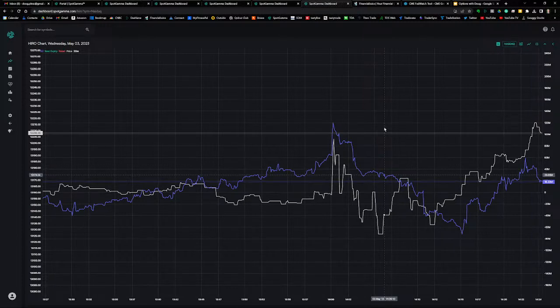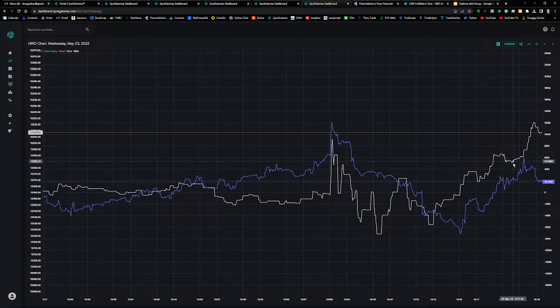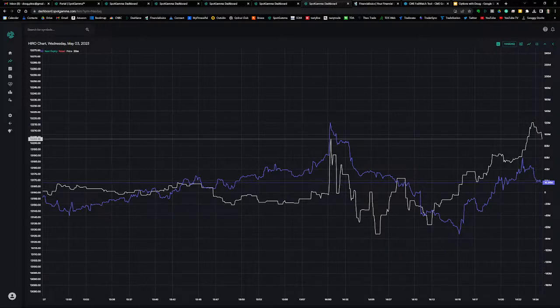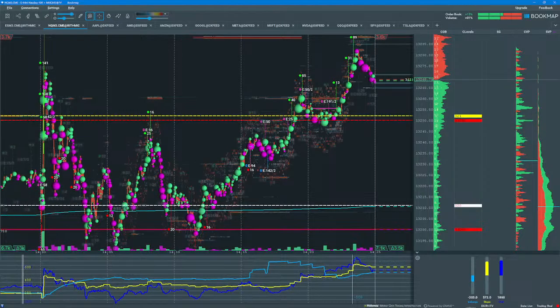And that can be a great leading indicator. So when I see a Hero divergence here like NASDAQ is showing, where Hero, this purple line, is dropping lower, then I would go look at Bookmap for a potential reversal and confirm that in Bookmap.